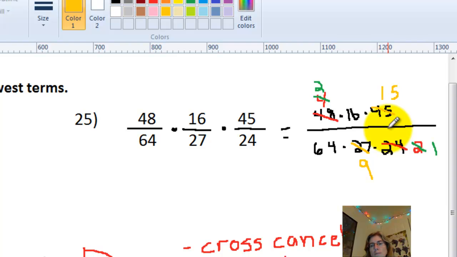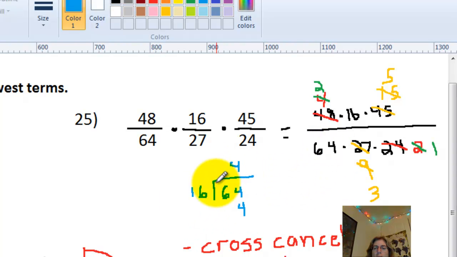And I could still go one more time. 3 goes into 15 5 times. 3 goes into 9 3 times. So what did I do? Oh, I could have gone 9 into 45. That's right. 9 into 45 is 5, and 9 into 27 is 3. Okay. Well, no matter how you get there, it still works. Okay, so if we were to take, let's use another color, 16, I think, goes into 64. Yes. So 16 goes once, 16 goes into 64 4 times.